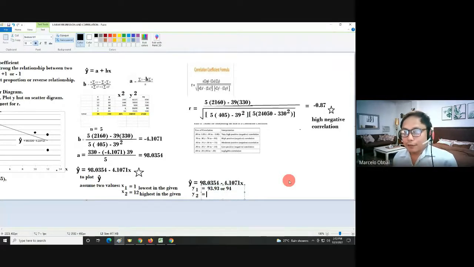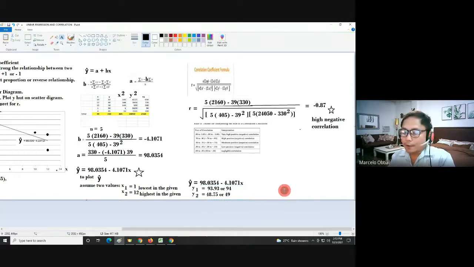Okay, so, if your x sub 2 is 12, what should be the value using the equation? Anybody, please? If x sub 2 is equal to 12, the value of y sub 2 is equal to, okay, very good, Zenny. That's 48.75. Mahirap i-plot ang 0.75 or just roughly, okay, that's 49.